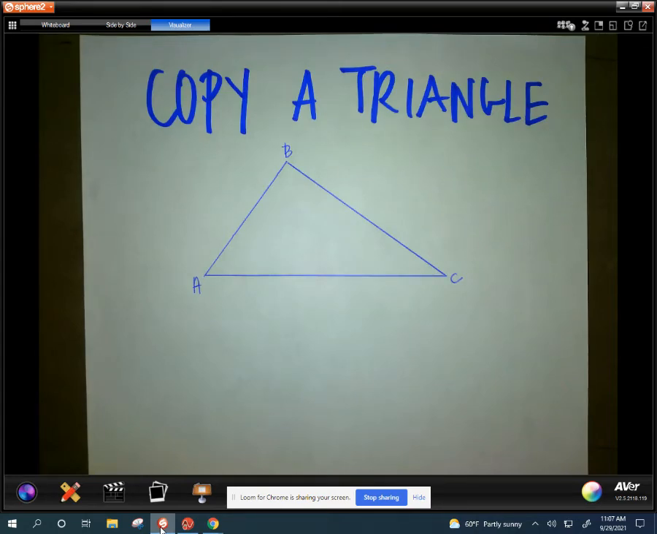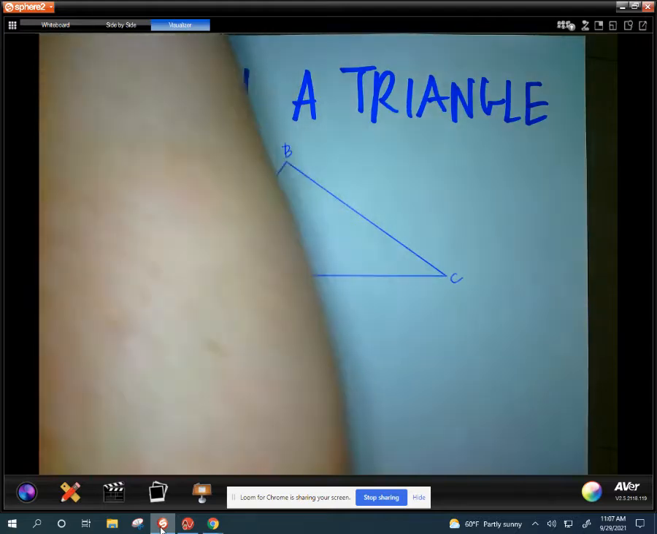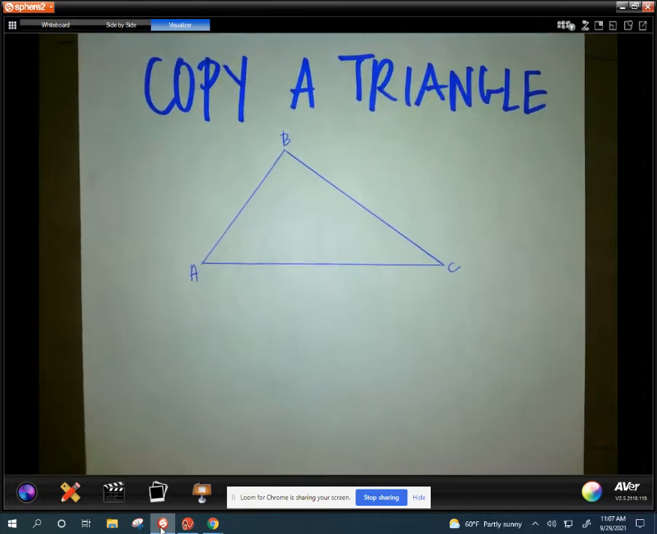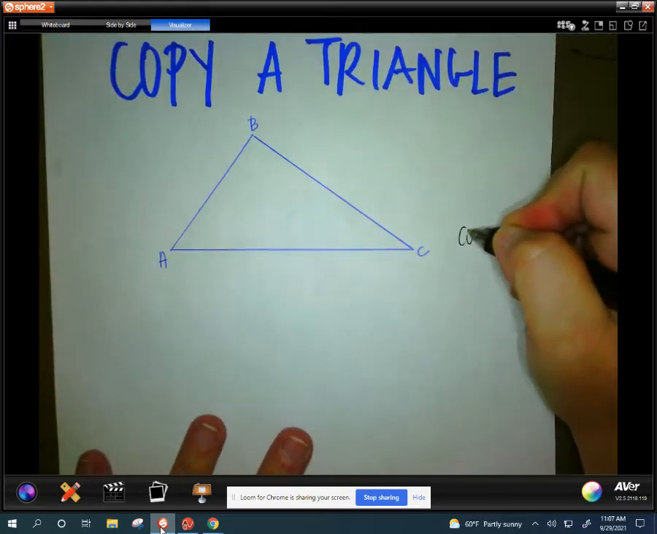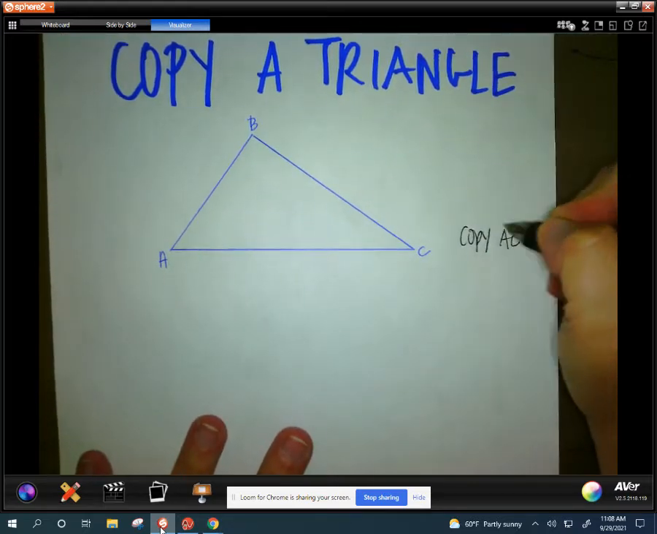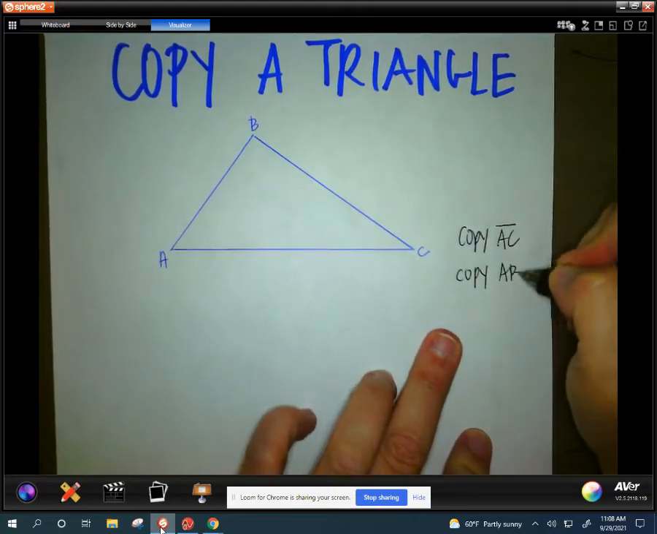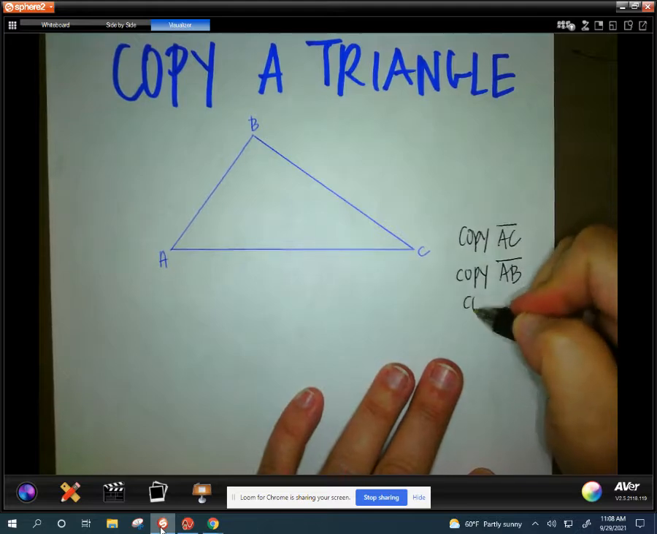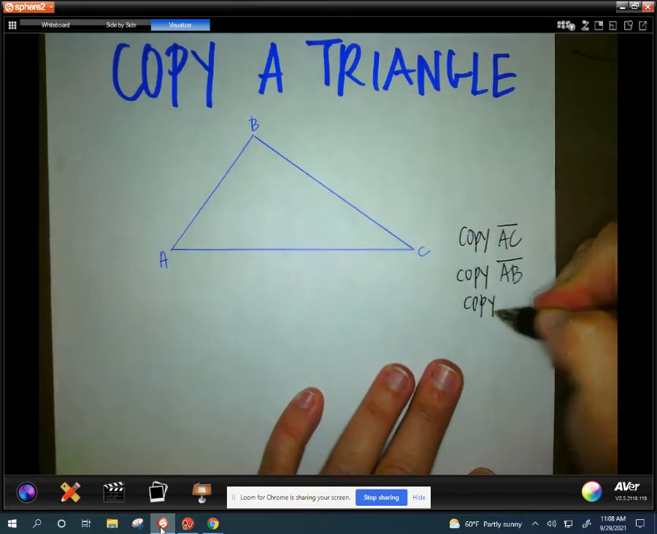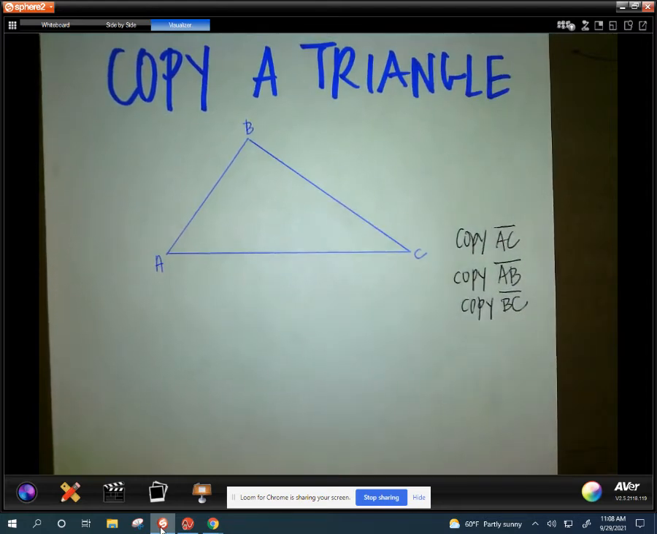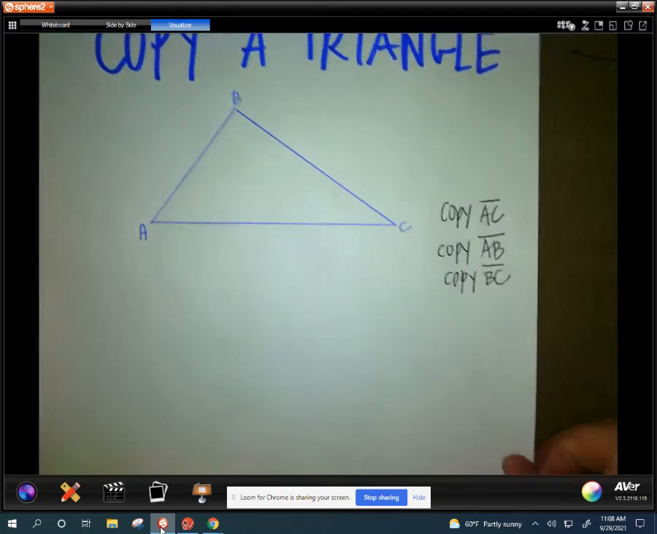Construction for copying a triangle. To copy a triangle, there is an angle copy, segment copy method, but I prefer the copy 3 segment method. So we're going to copy AC, then we are going to copy AB, and we are going to copy BC. So the first copying is just like the segment copy.